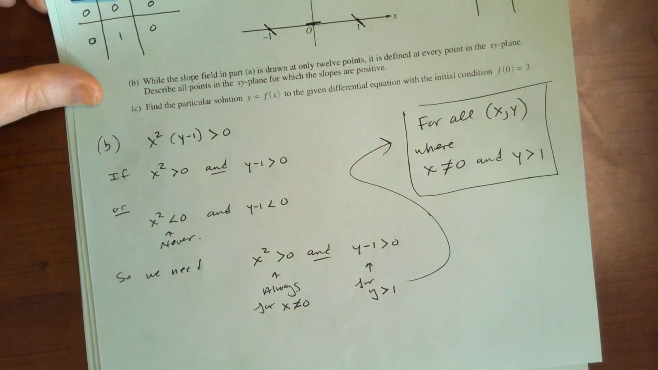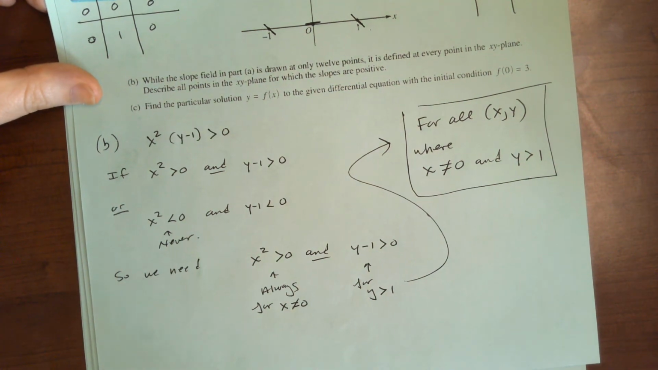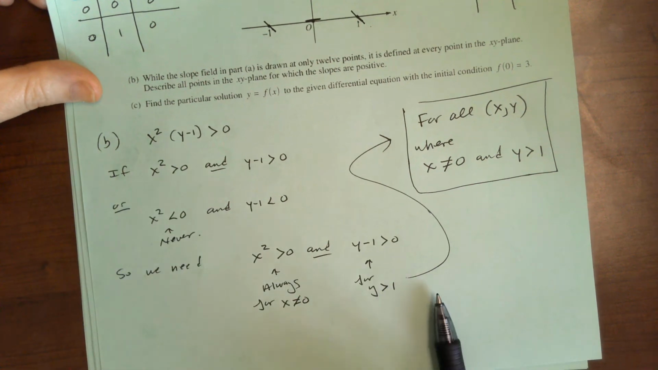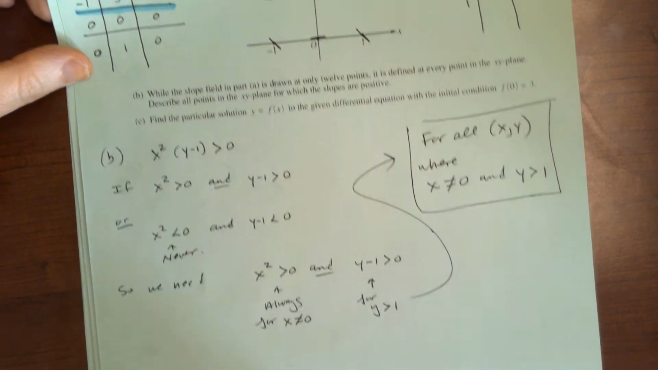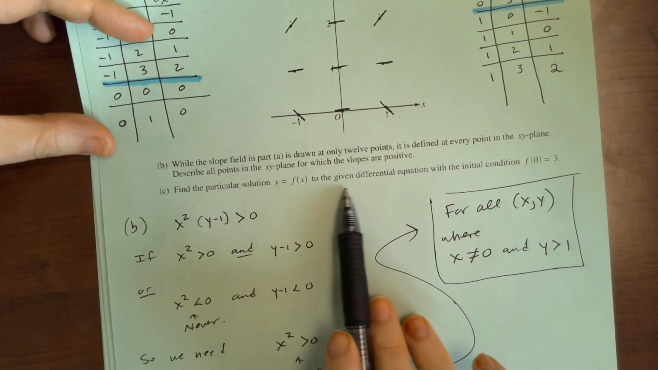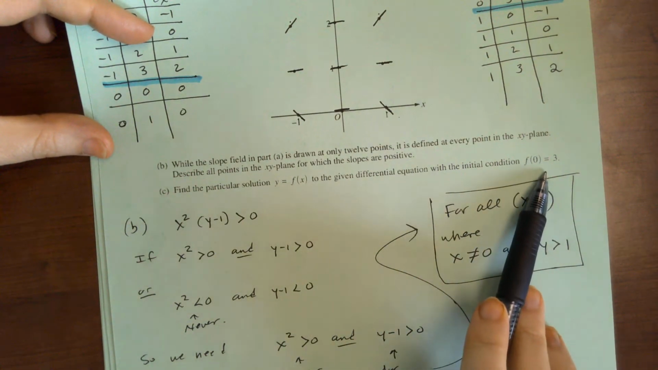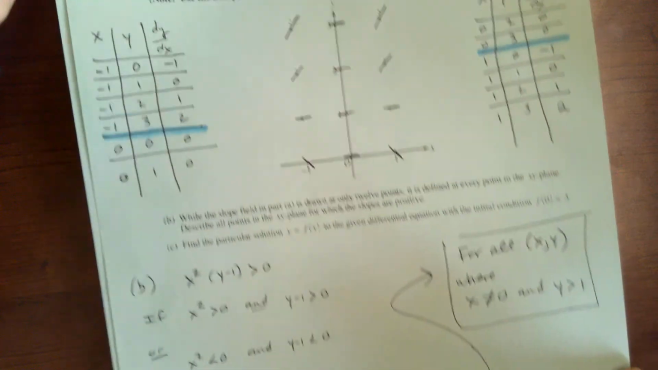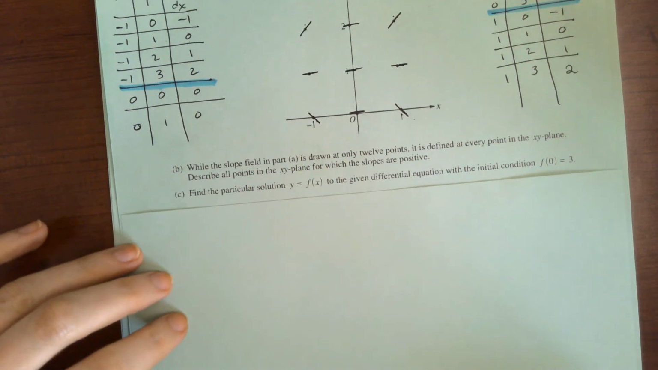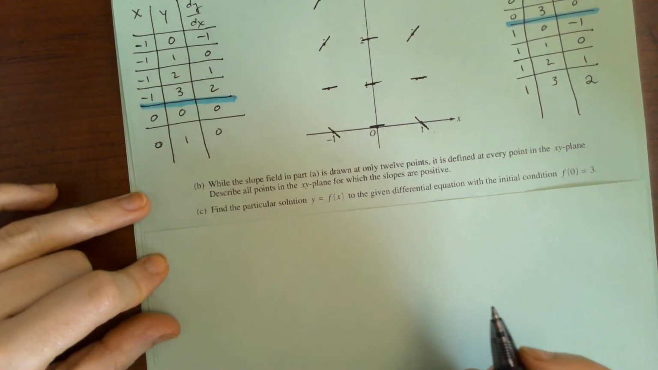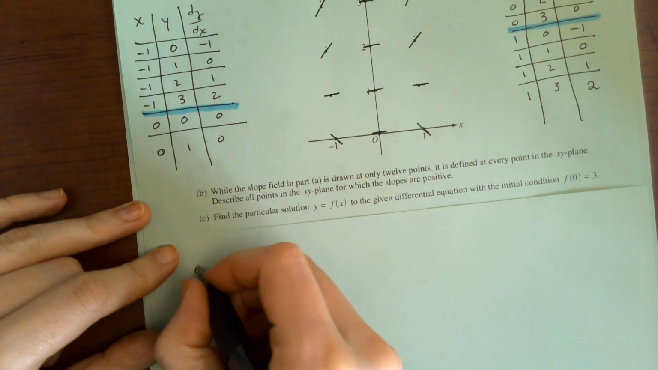Okay. Now part C, the only part that's kind of different than the previous problems we've done. For part C, I'm going to find the particular solution to the given differential equation with the initial condition f of 0 is 3. I'm just going to run through this. It'd be a good exercise, guys. I know this is just like the lesson video, but if you tried to go ahead of me, that'd be a good exercise.